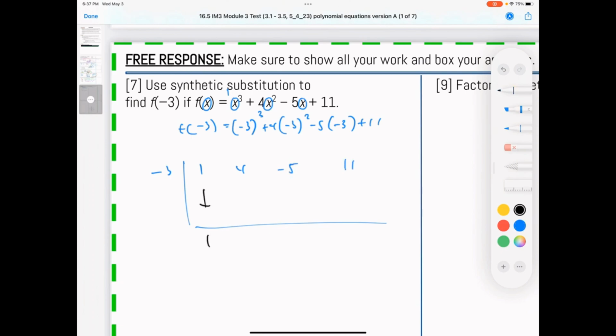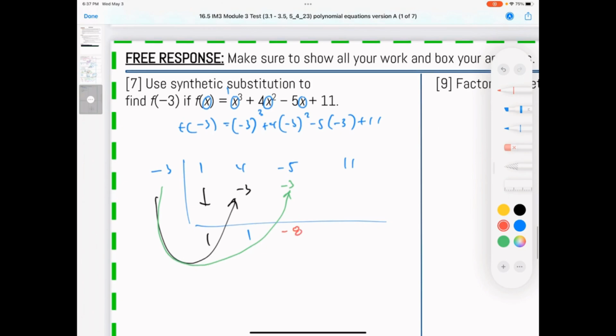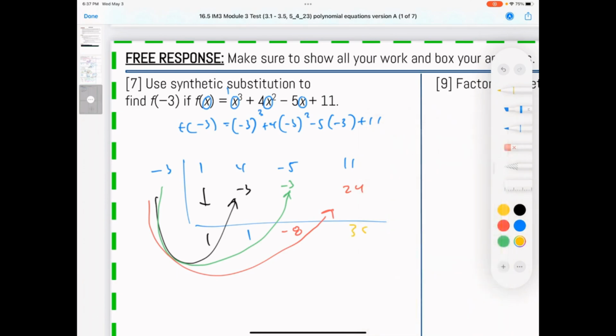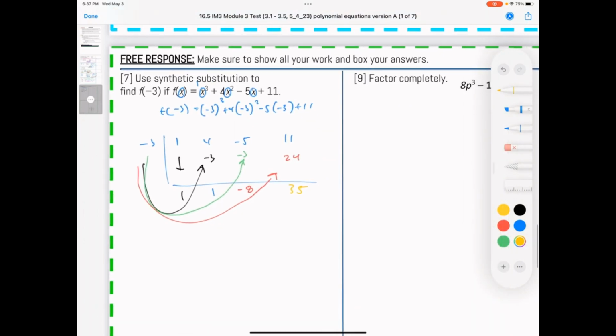Bring it down, multiply, add down, multiply, add down, multiply, and I'm going to get 35. So f of negative 3 equals 35.